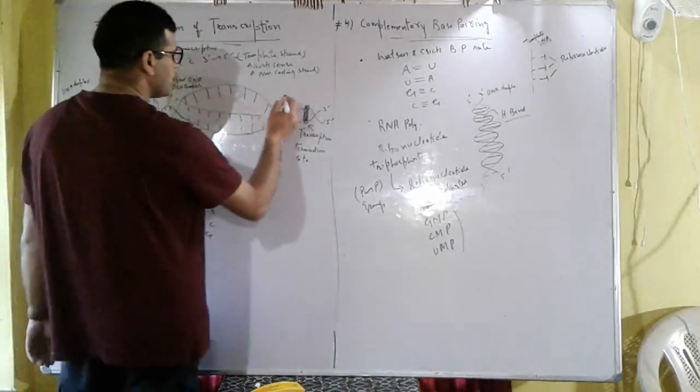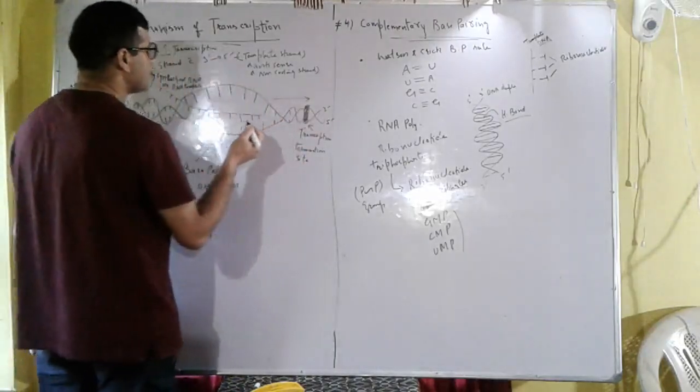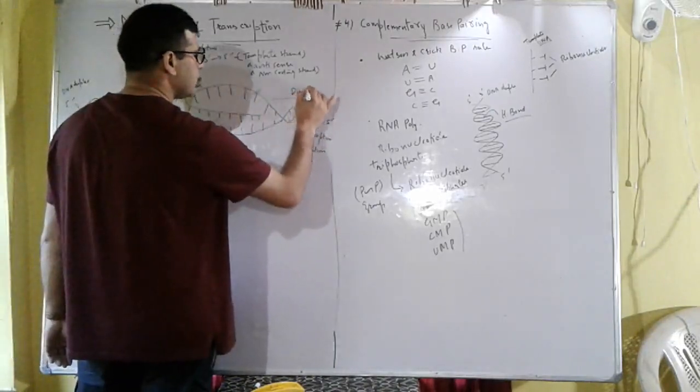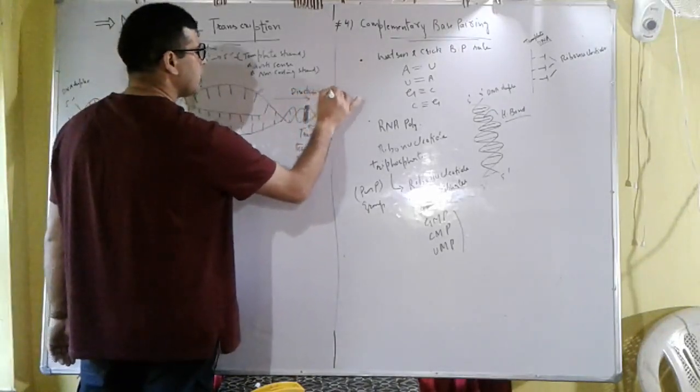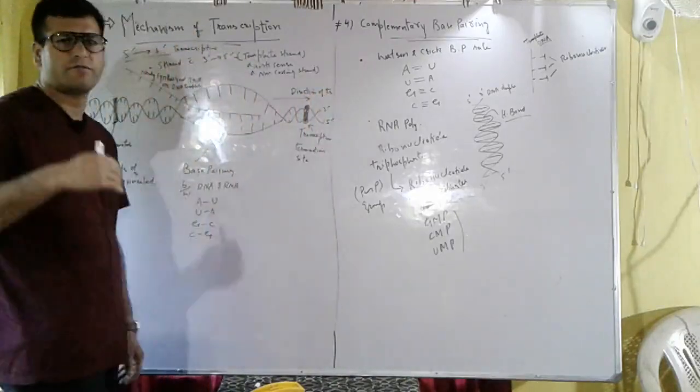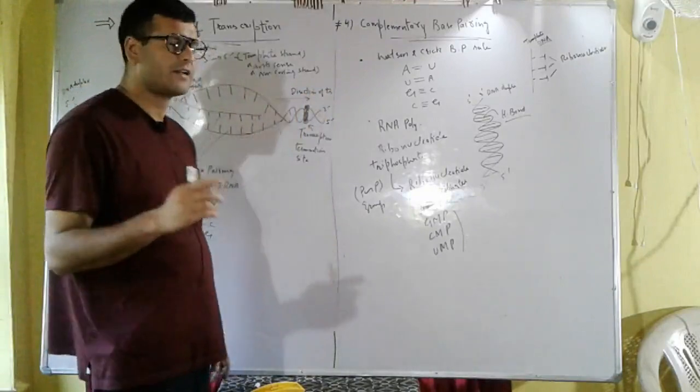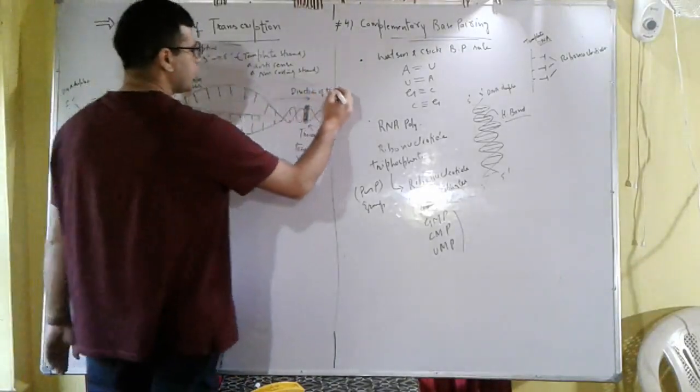So suppose this is the direction of transcription. Transcription always proceeds in 5' to 3' direction. So the strand which has polarity 3' to 5' will act as the template strand.